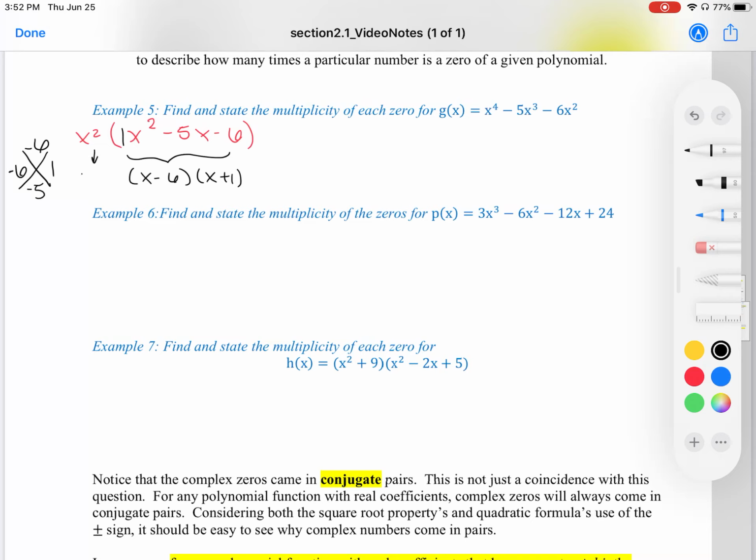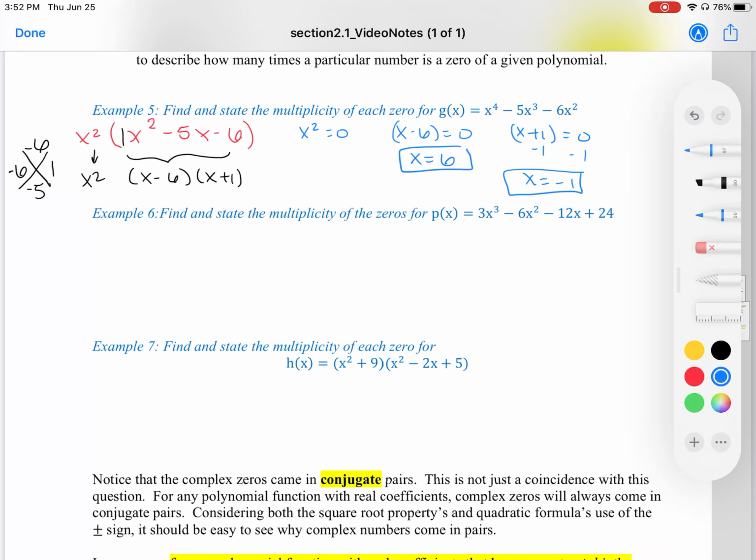And the x squared did not go anywhere. All right, so let's go ahead and find our zeros. Let's set each one equal to 0. I'm left with x squared equals 0, x minus 6 equals 0, and x plus 1 equals 0. All right, so we move 6 to the other side. I'm left with x equals 6. Subtract 1, x equals negative 1.